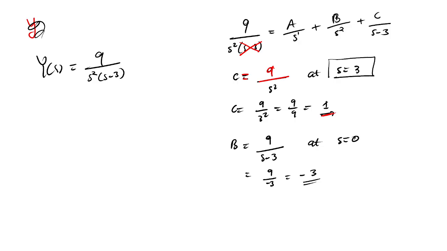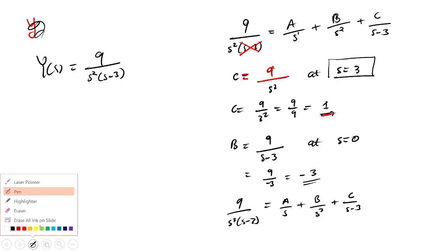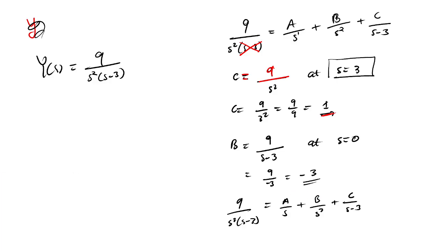What we can do now, since the denominators of A and B are the same, these are repeated, we can just say we have 9 all over s squared times s minus 3, which is equal to A over s plus B over s squared plus C over s minus 3. But look, we do have the value of B, which is negative 3. We do have the value of C, which is 1. But we do not have the value of A.